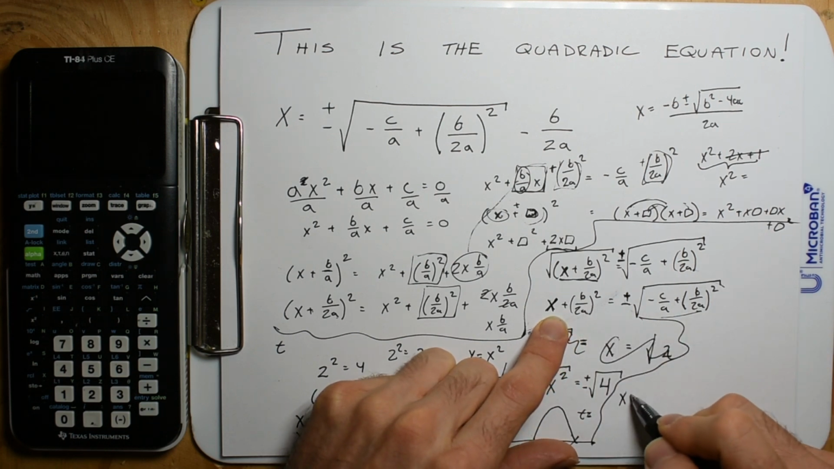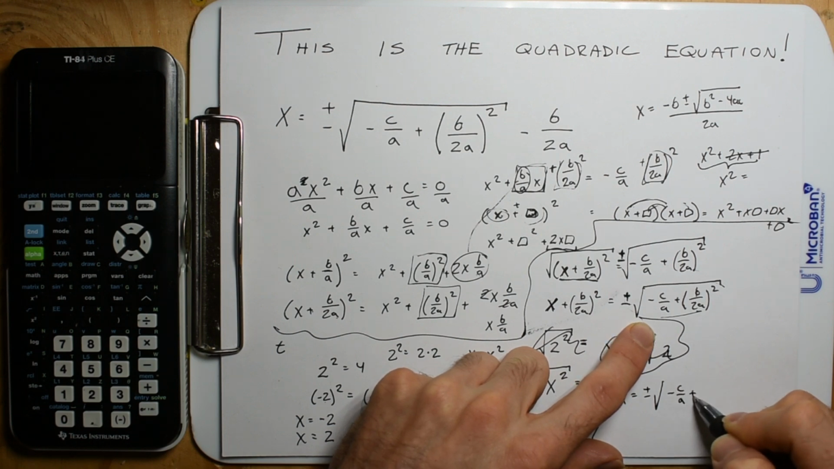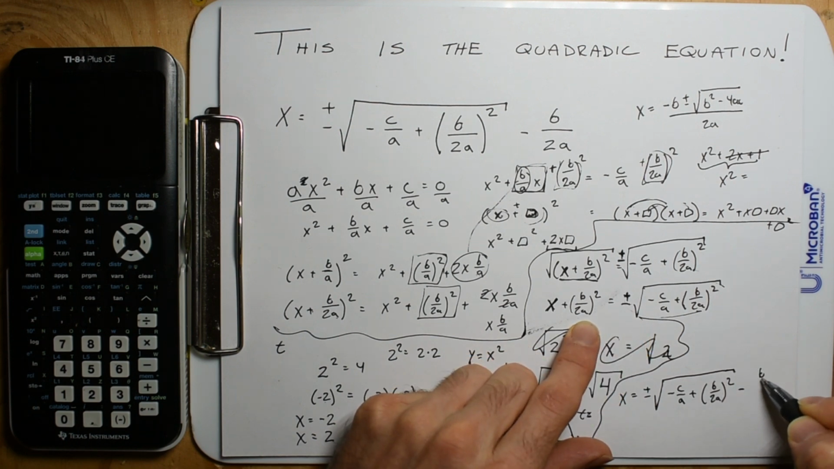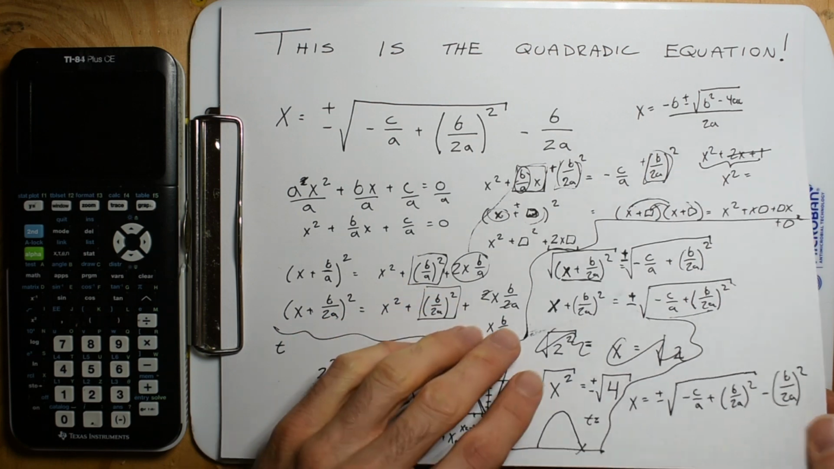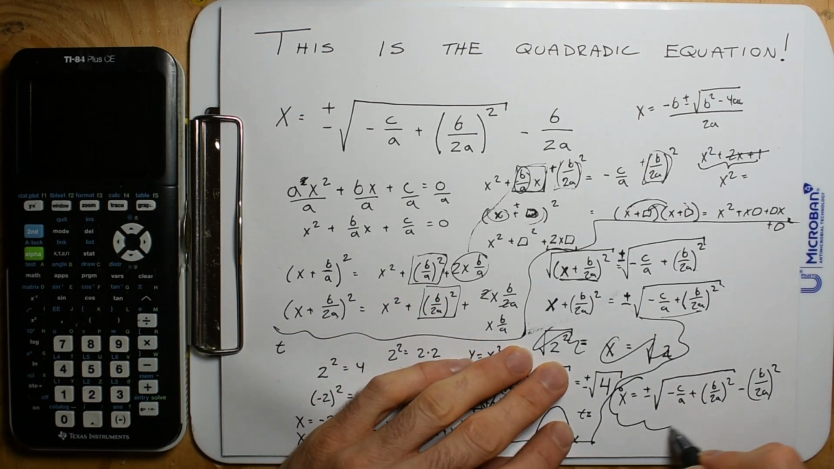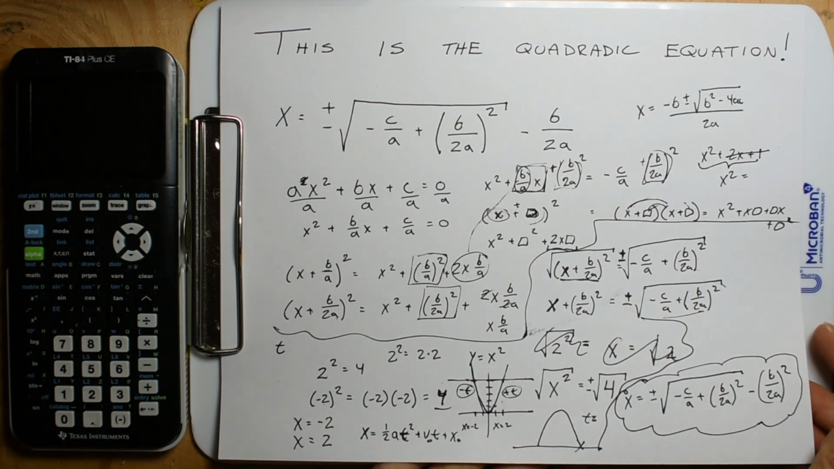So we're going to say x is equal to plus or minus the square root of negative c over a plus b over 2a squared. And then we have minus b over 2a. Alright, sweet. And so there you go, we just solved the quadratic equation.